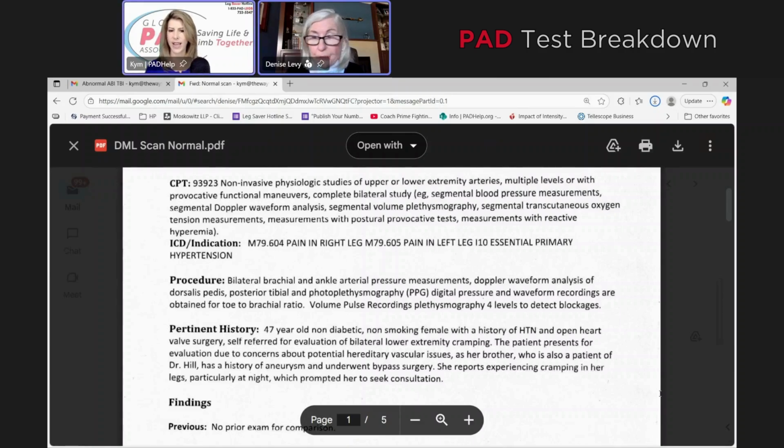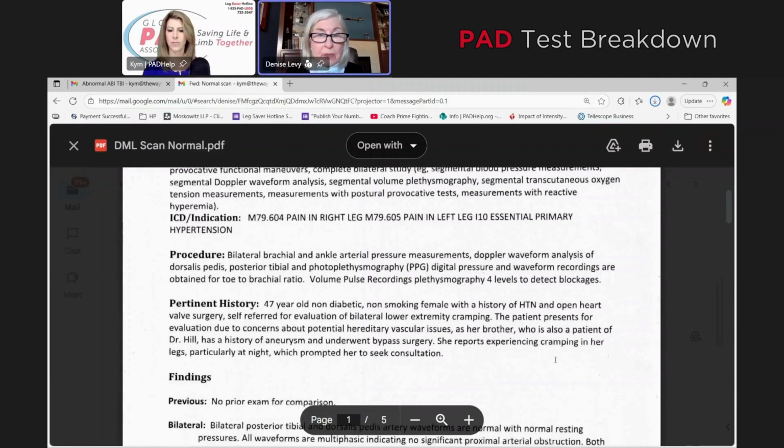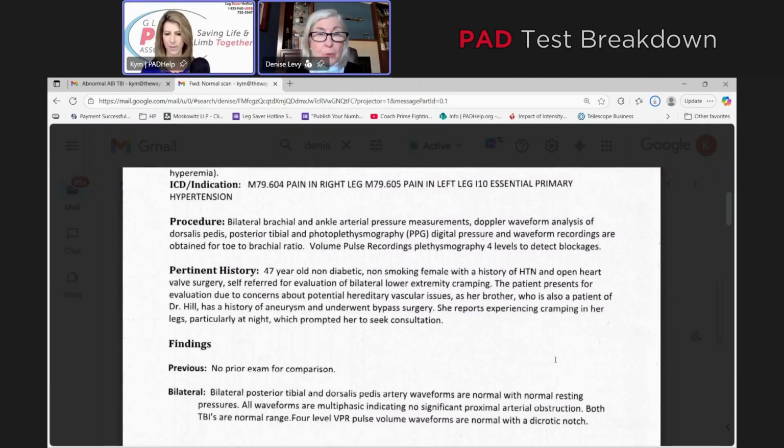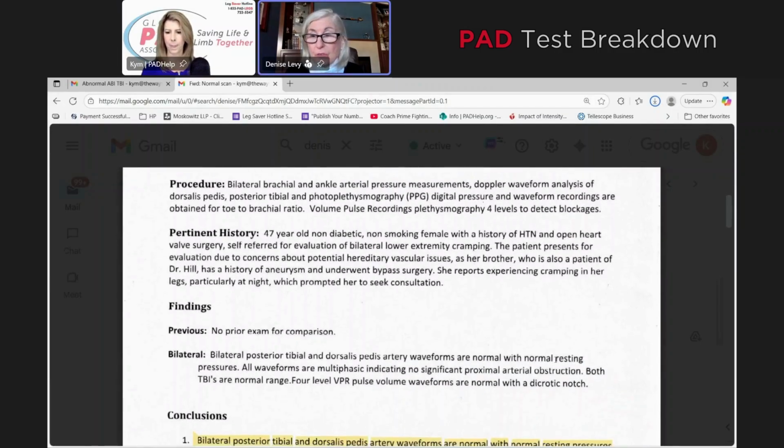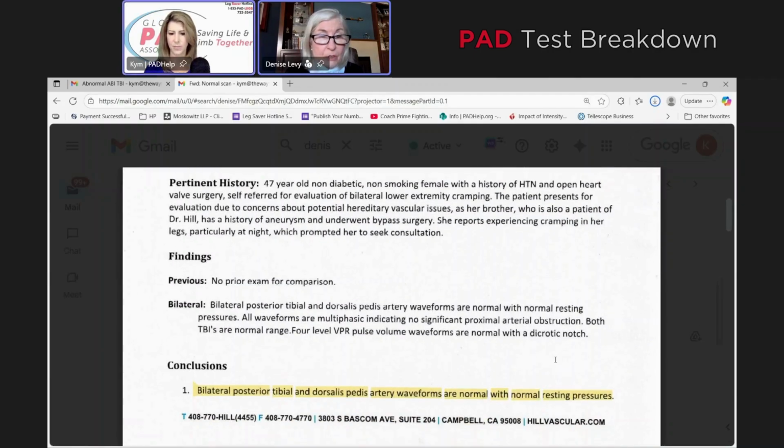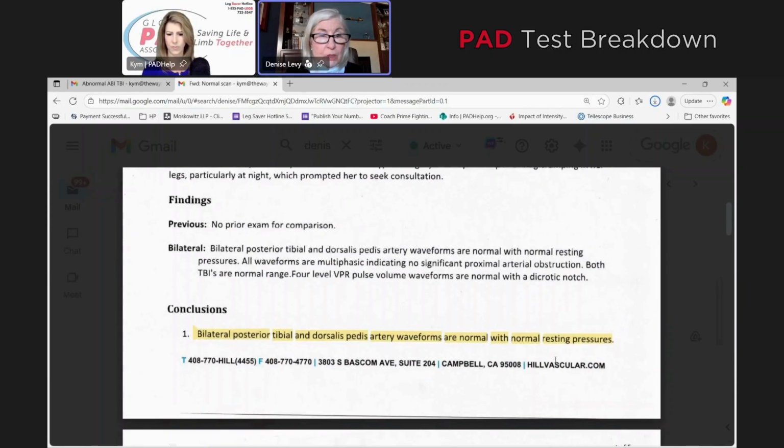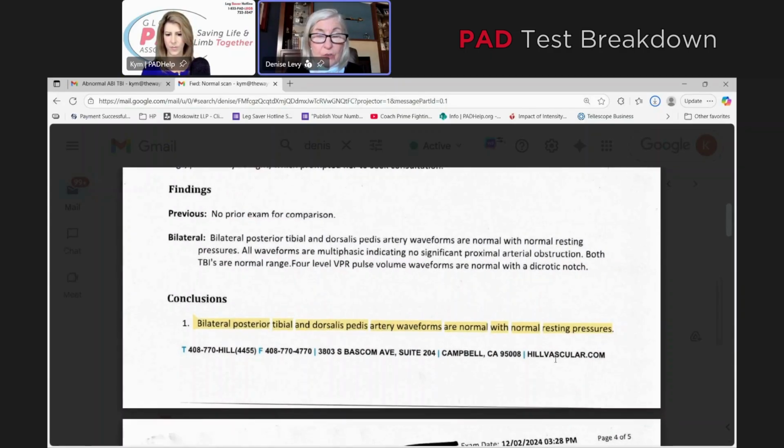Immediately you're looking at it and you're seeing here's a 47-year-old non-diabetic, non-smoking female. So what are you thinking in this moment when you're seeing they don't have the typical risk factors? Well, she does have cramping and she has an ulcer. So we want to see, is the ulcer venous or arterial? Gotcha. Okay.